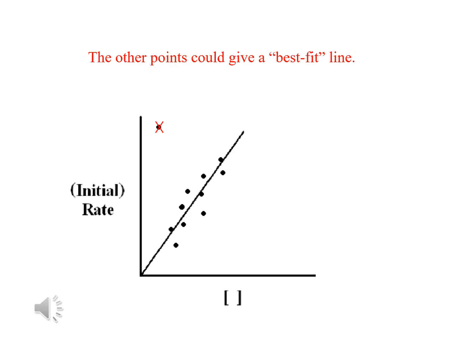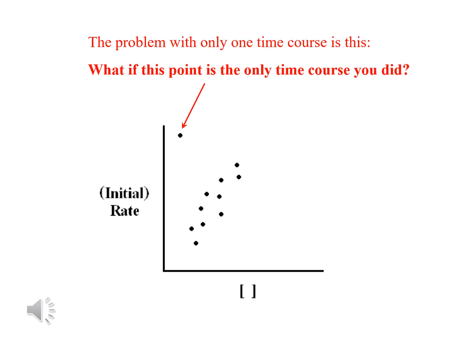And so more than likely, you're just going to ignore the point, and you can get the best fit line by least squares through the other points. The problem is, what if you only did one time course and the one you did was the bad point? That means that your data is useless because it gives you the wrong answer.